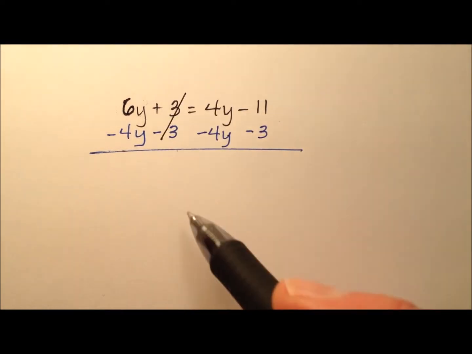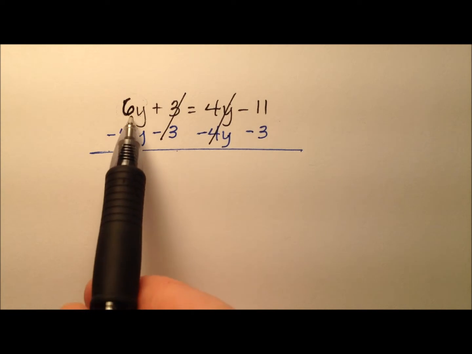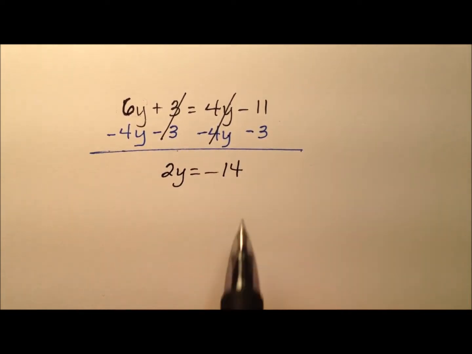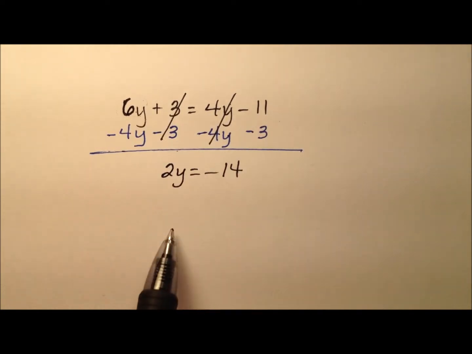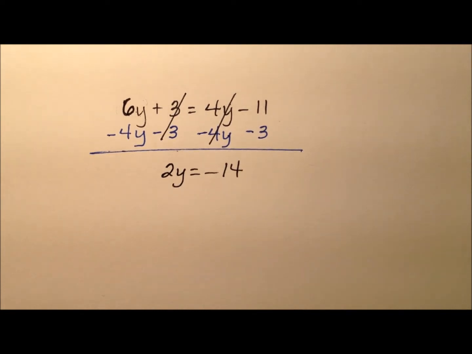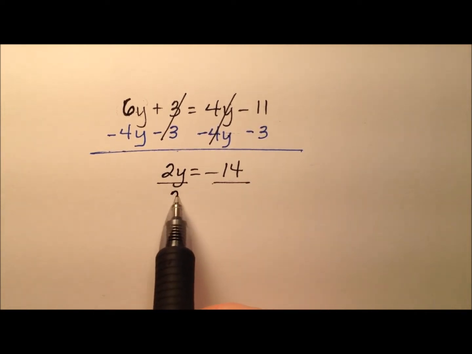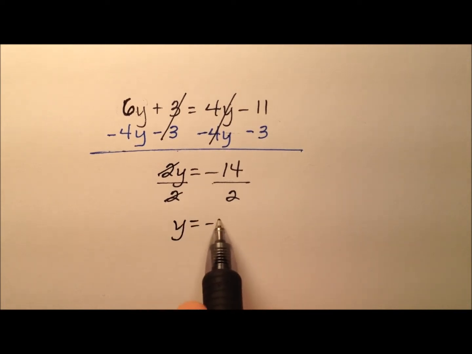So these 3's will cancel, the 4y's will cancel, and it looks like in one fell swoop I've gone to 2y equals negative 14. So instead of having a variable and a constant on each side, now I have the variable on the left and the constant on the right. And that just took one step to do that. So to finish up, let's go ahead and divide both sides by 2. And I'll notice my value for y here is negative 7.